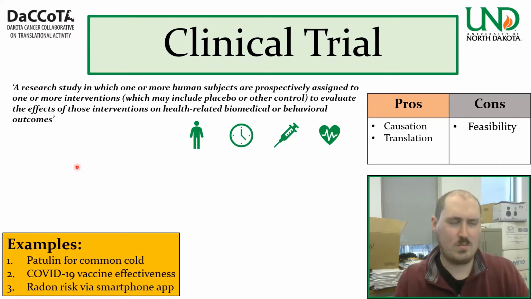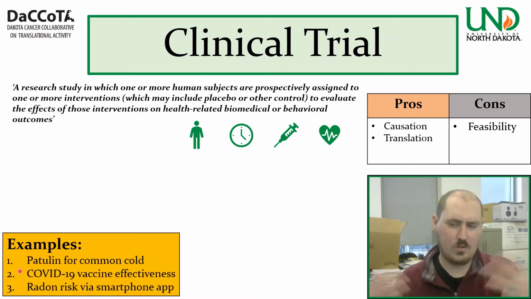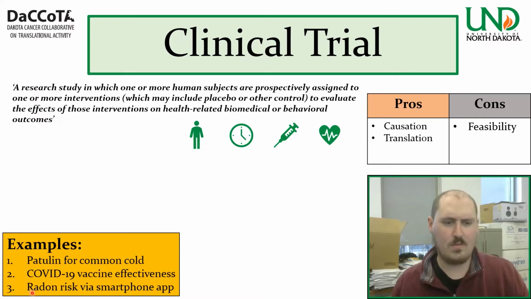In fact, there can be some surprising things that fit that schema that you might not think of as a clinical trial. Some great examples: one of the first double-blind controlled trials was Paladin for the common cold back in World War II. Probably what's on everyone's mind, COVID-19 vaccine effectiveness. A lot of those are clinical trials to see how effective the vaccines are in the population. And third, an example that is unconventional but fits the clinical trial formula: a study on radon risk versus a smartphone app. That's the idea of a behavioral intervention to look at a health-related outcome of, say, getting a radon test.